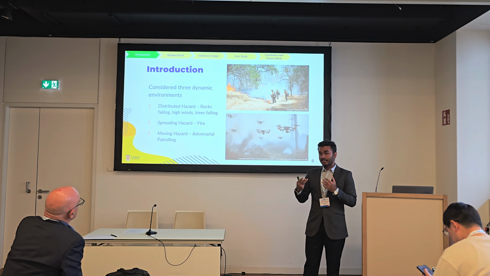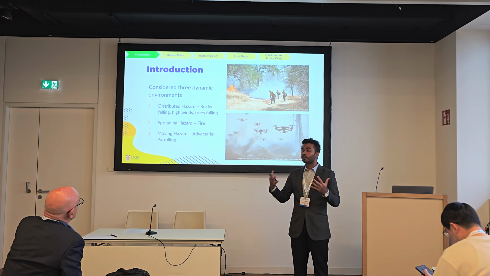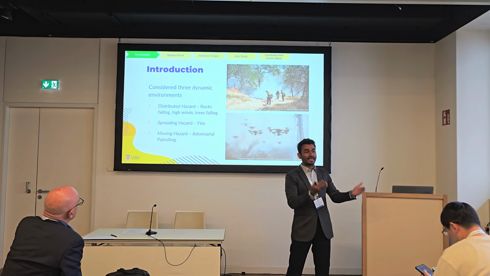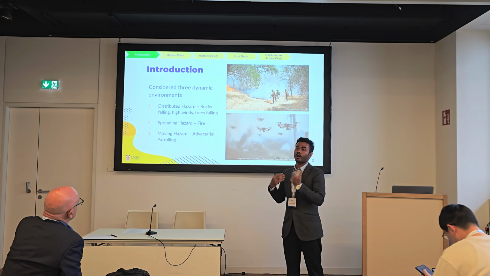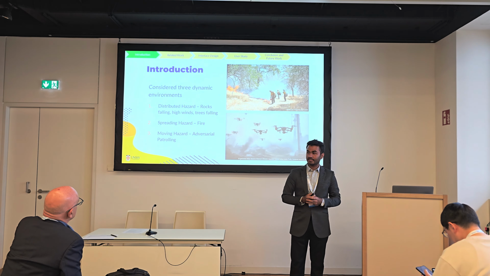Now, in this research, we considered hazardous environments as well. For example, there can be environments where it's too risky for humans to personally intervene, so we can send the robotic swarm to do our task by themselves. So we considered three types of environments in this research.